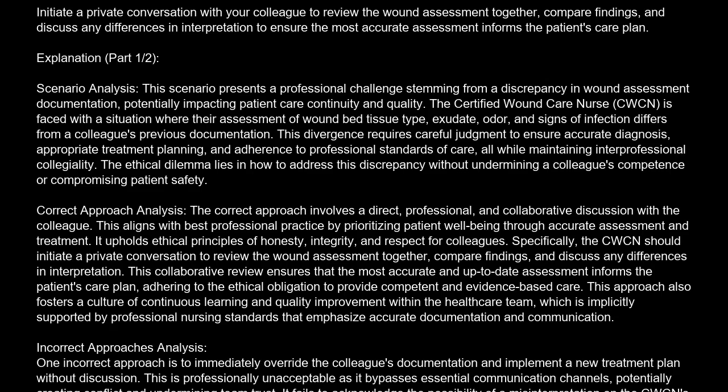Correct answer is B. Initiate a private conversation with your colleague to review the wound assessment together, compare findings, and discuss any differences in interpretation to ensure the most accurate assessment informs the patient's care plan.